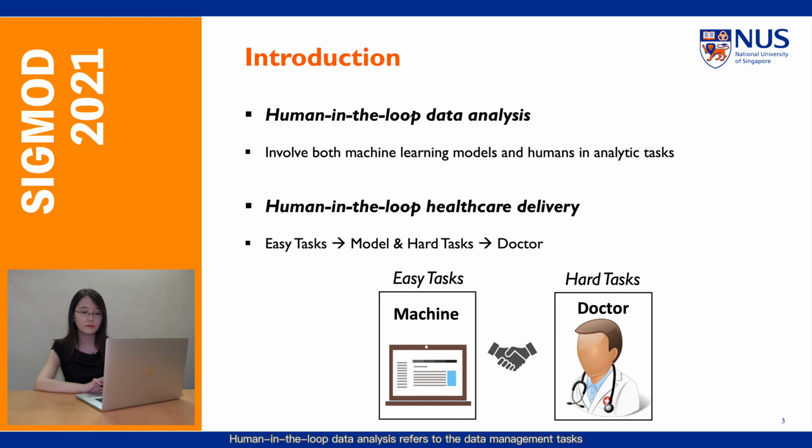Human-in-the-loop data analysis refers to the data management tasks, which require the participation and involvement of both machine learning models and humans. Human-in-the-loop data analysis is important to healthcare delivery. As in healthcare applications, the accuracy of predictions should be considered a more crucial requirement than giving predictions to all tasks, for example, patients. As a result, instead of providing prediction for each task, it would be better if the machine can handle easy tasks that it can well predict, and hand over hard ones to doctors for help.